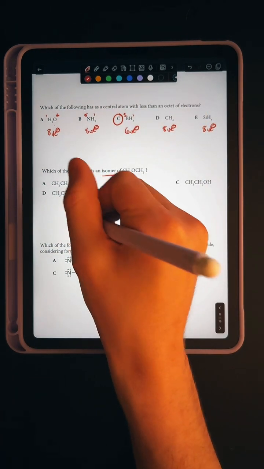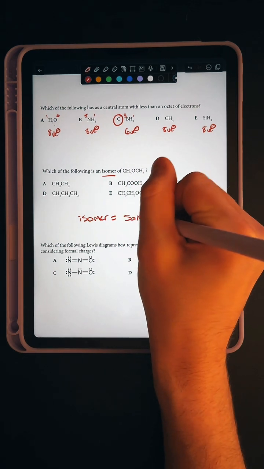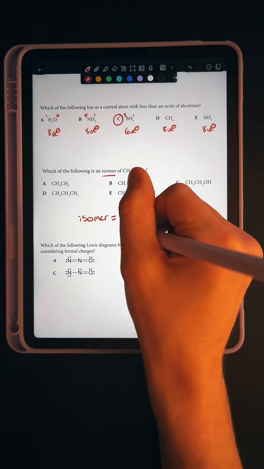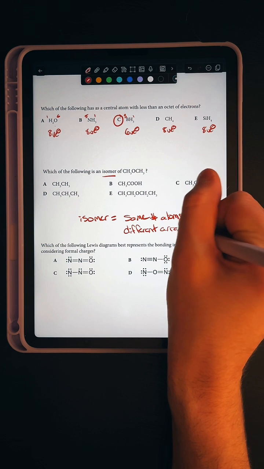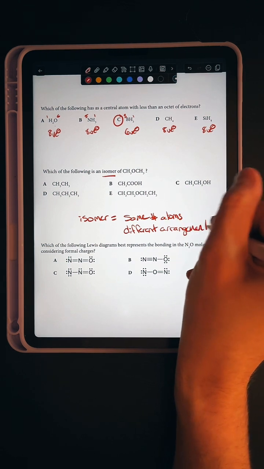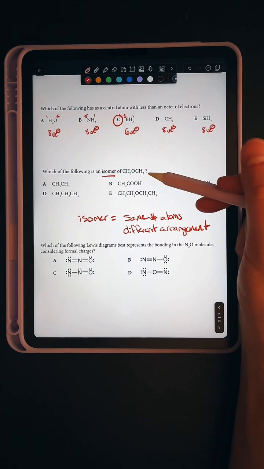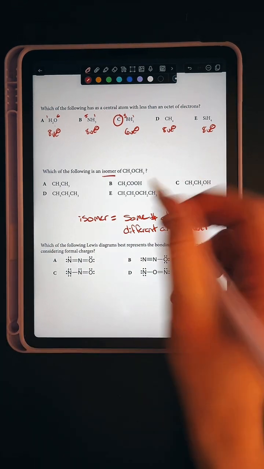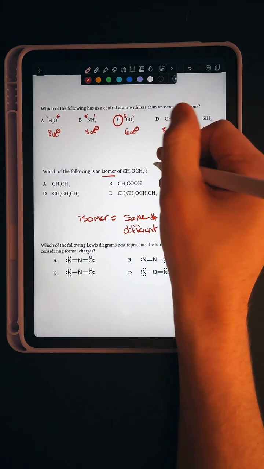just means, so if I were to do this, isomer equals same number of atoms, but different arrangement. So we're going to look for the one that has the same amount of carbons, hydrogens, and oxygens, just different structure, different arrangement. And that's all an isomer is. Same number of atoms, different arrangement. Now, let's count up the atoms here.